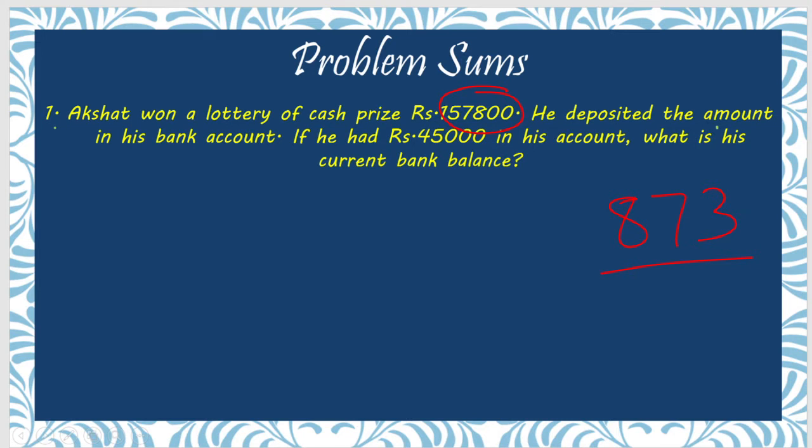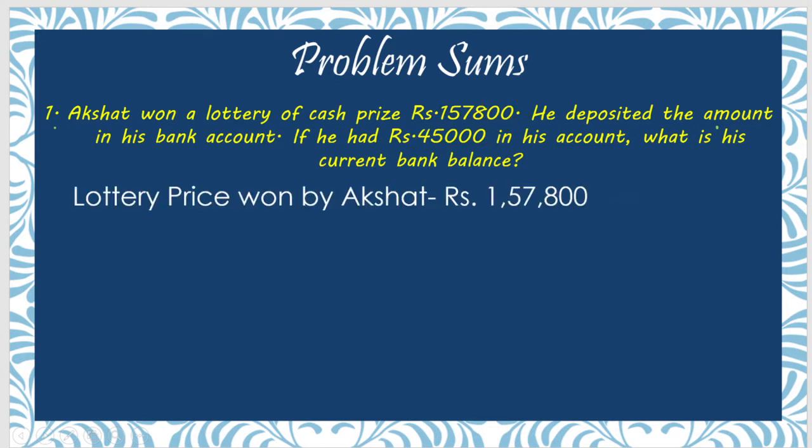So let's start. This question is: Akshat won a lottery prize of cash rupees. Now children, you don't have to read the number, you just memorize how many digits are there in the number. You have to note that you have 6 digits here and in the next number you have 5 digits, because children make mistakes in writing the digits. So we'll write the problem.